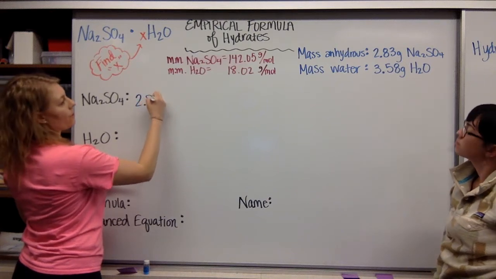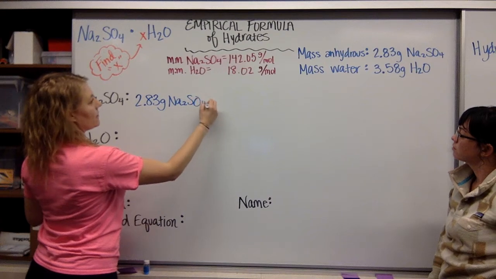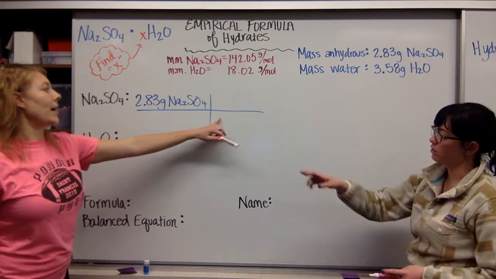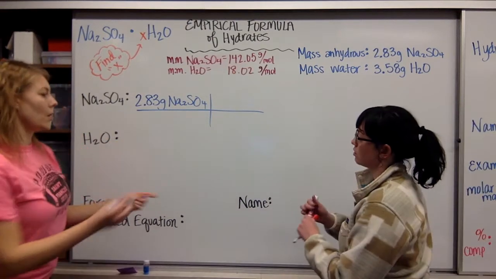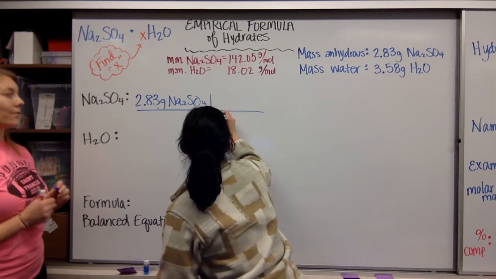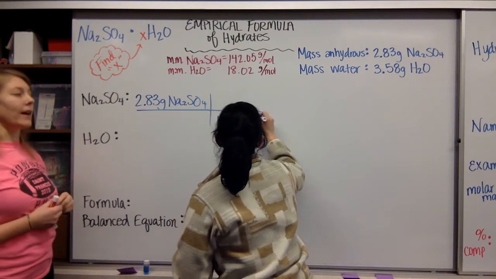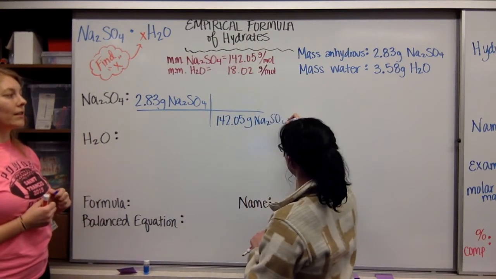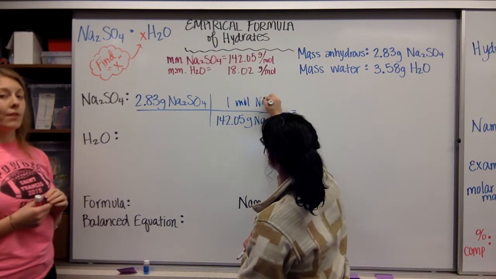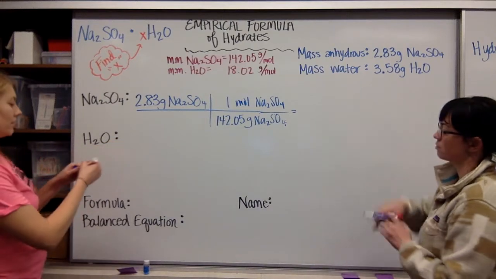So, I have 2.83 grams of my anhydrous, Na2SO4. On the bottom, we need to put the molar mass, grams of Na2SO4, and we've already calculated that up here. 142.05 grams Na2SO4. We're converting to moles. So 1 mole of Na2SO4 goes on top.